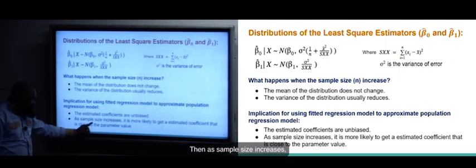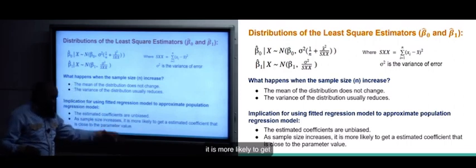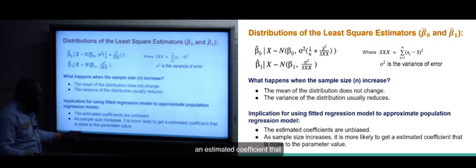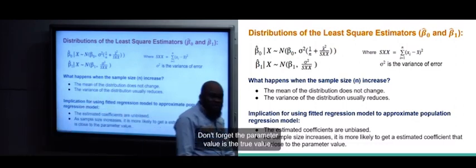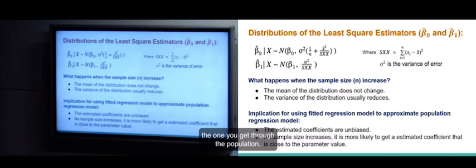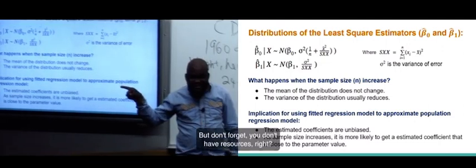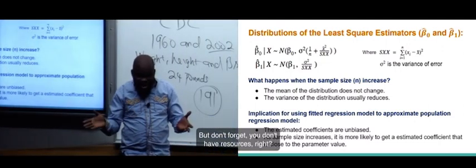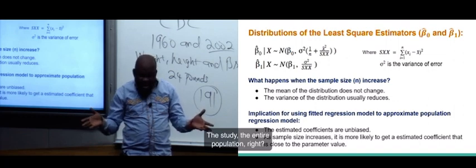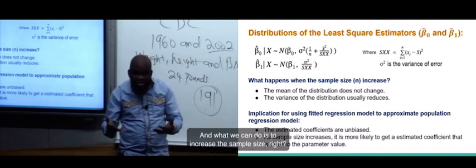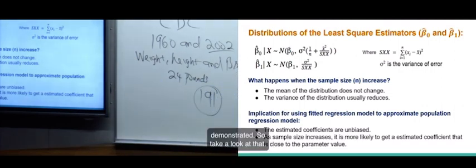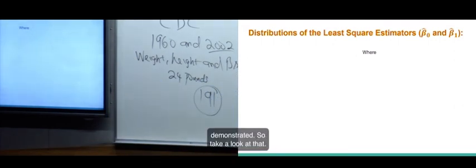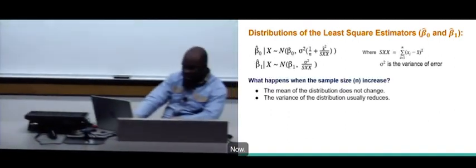That's what we mean by unbiased. Then as sample size increases, it is more likely to get an estimated coefficient that is close to the parameter value. Don't forget, the parameter value is the true value, the one you get through the population. But you don't have resources to study the entire population. What we can do is to increase the sample size, and that has already been demonstrated. So take a look at that.